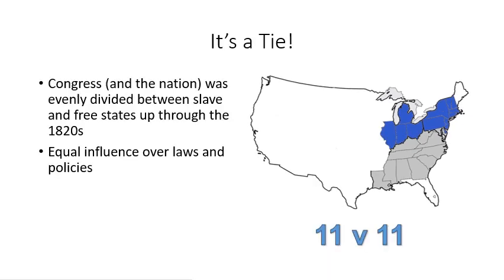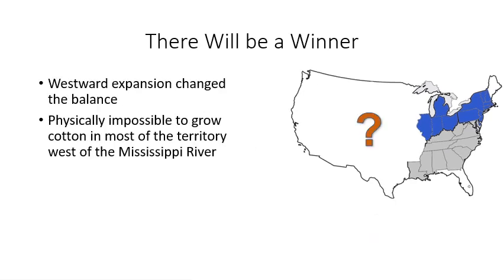For a long time, as you can see, it was actually a tie between the number of free states and the number of slave states. It was 11 states to 11 states. So that meant that the Congress of the nation was equally divided between slave and free states. This was the case up through the 1820s. So each side had equal influence on laws and policies of the nation, and it kind of equaled each other out. Westward expansion really changed this balance.